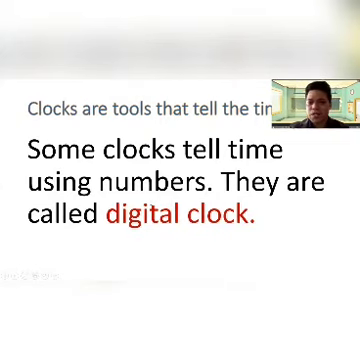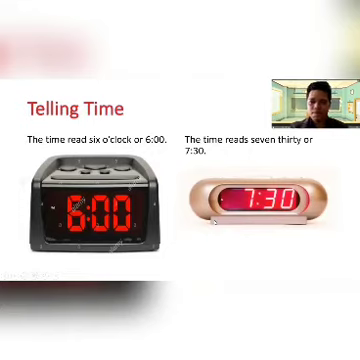Some clocks tell time using numbers. Do you know how they are called? Yes, they are called digital clocks. So these are examples of digital clocks. You will see the time is 6 o'clock. And on the other hand, you will see the other one as 7:30.